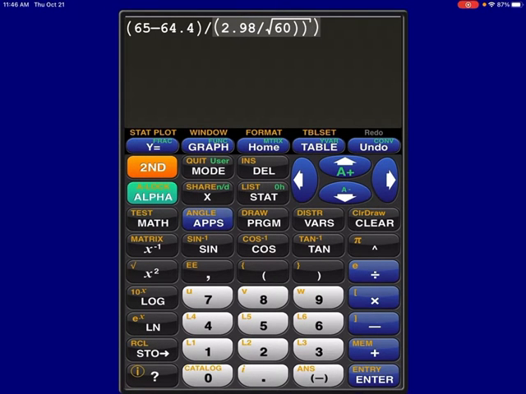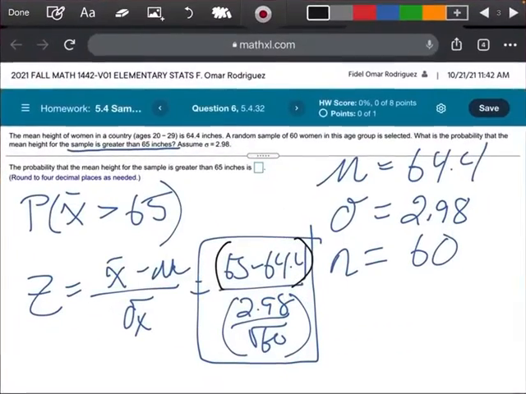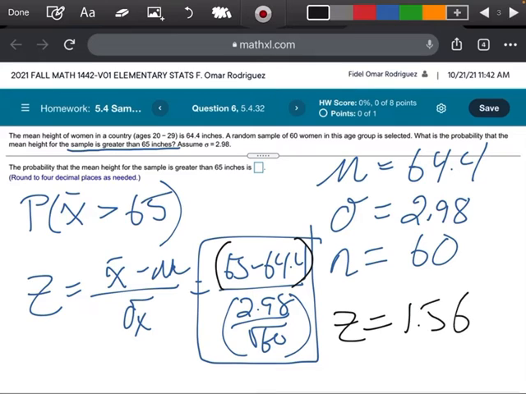Oops, something isn't going on here. Maybe I need to get rid of that one. I got too many parentheses in here. Let me get rid of that one there, and that one there. There we go. Okay, so I'm coming up with 1.56. So my z is equal to 1.56.